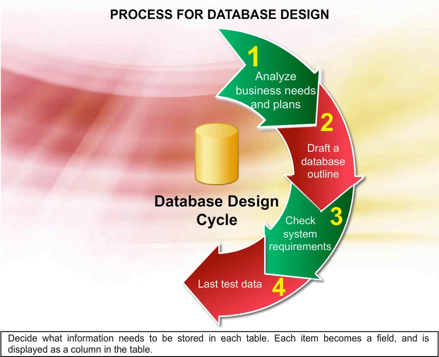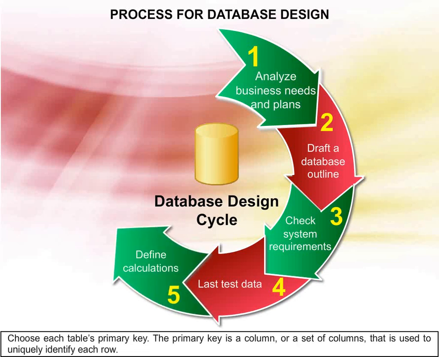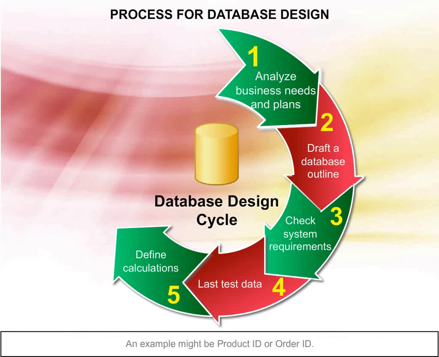Last test data. Decide what information needs to be stored in each table. Each item becomes a field and is displayed as a column in the table. Define calculations. Choose each table's primary key. The primary key is a column or a set of columns that is used to uniquely identify each row. An example might be product ID or order ID.